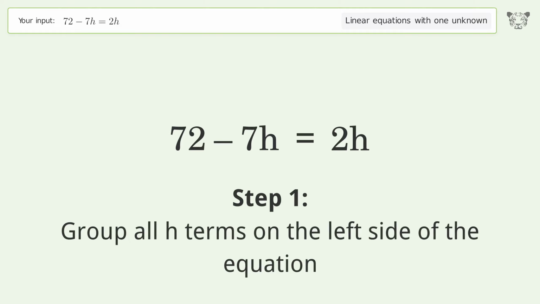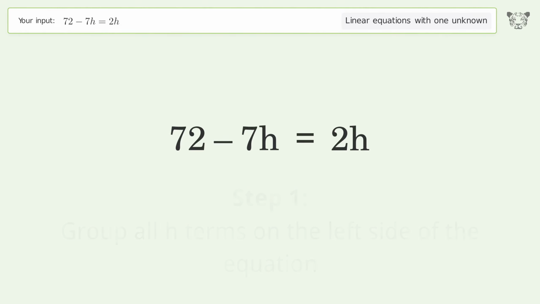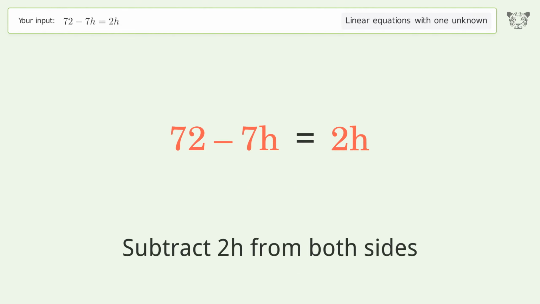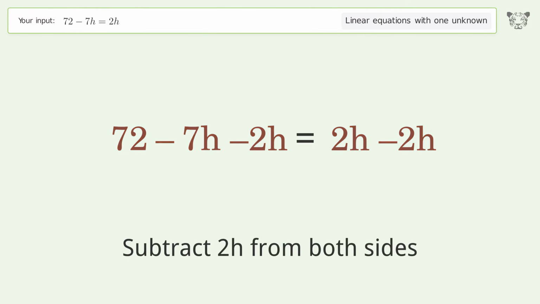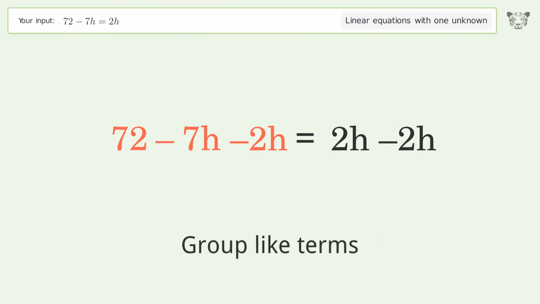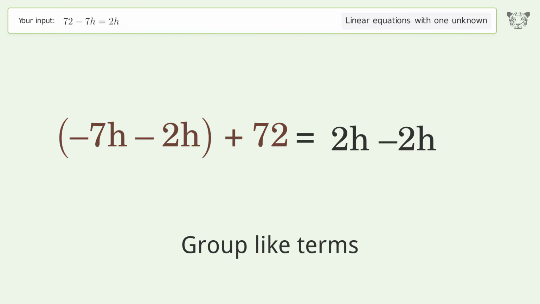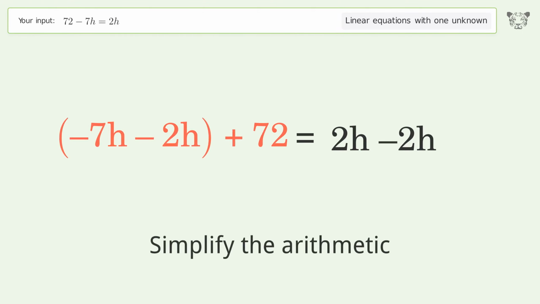Group all h terms on the left side of the equation. Subtract 2h from both sides. Group like terms. Simplify the arithmetic.